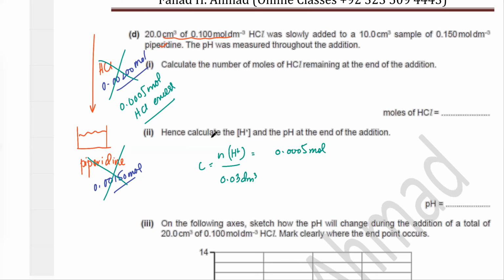So it's going to be 0.0005 moles divided by 0.03 dm³. So what's the concentration?